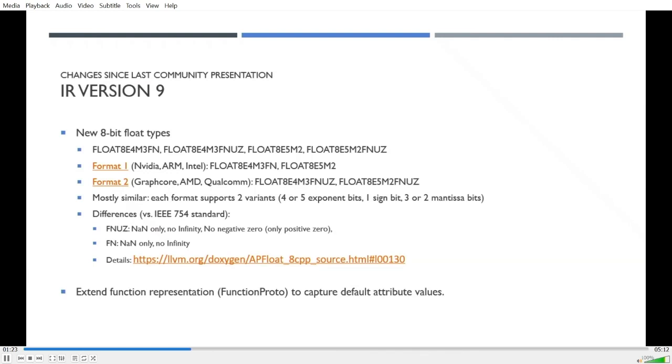As of now, no computation ops support the 8-bit float types. Instead, the plan is to rely on the QDQ representation that has been used for quantization so far. So the plan is to encode the computation by dequantizing the value before any computational op. The other extension in IR version 9 is support for representing default values of attributes in model-local functions.